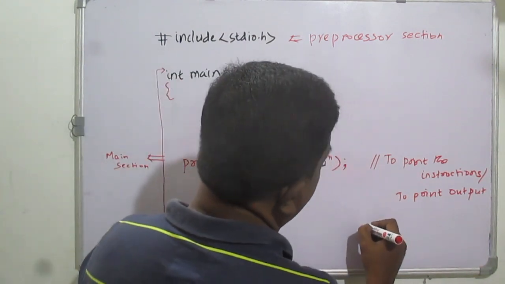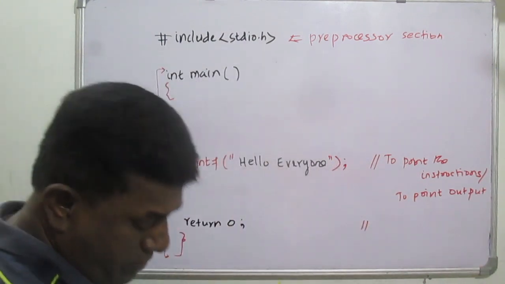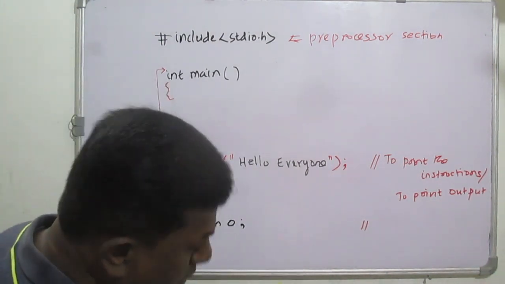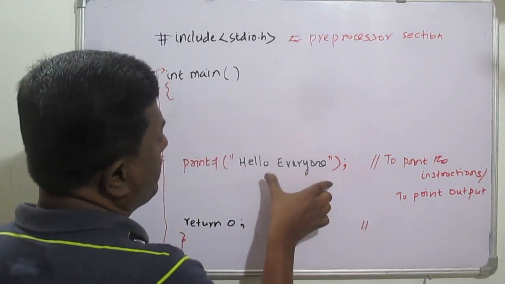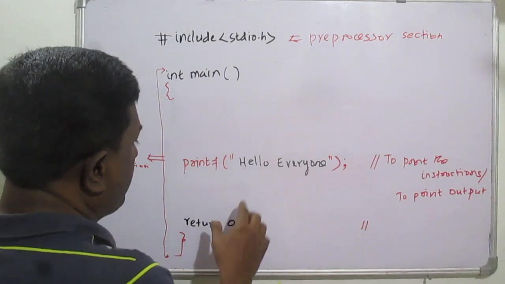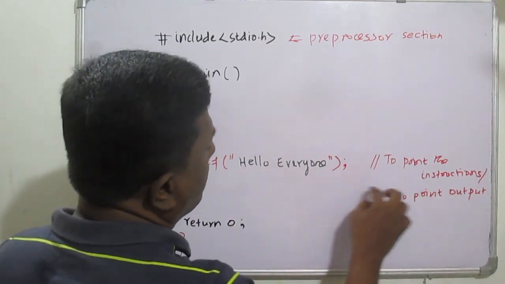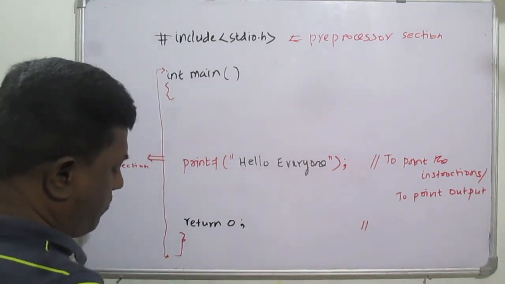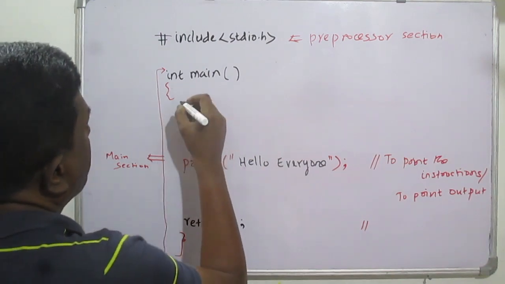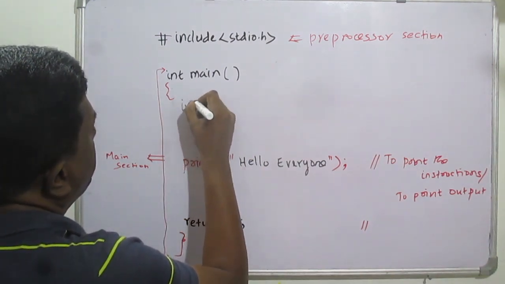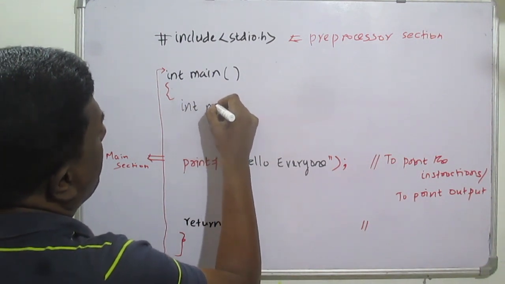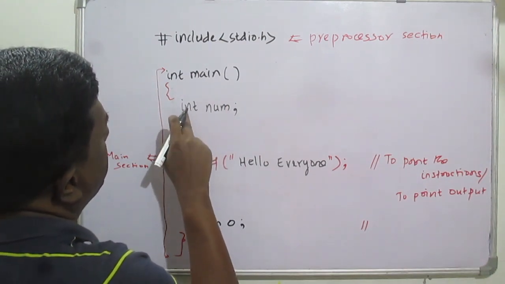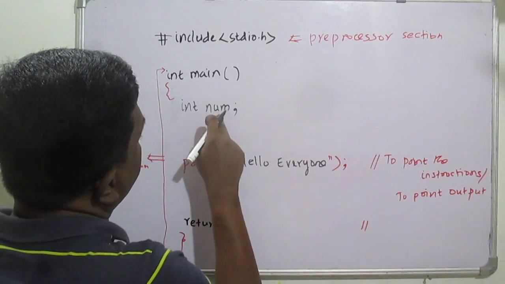Then the next one: instead of hello everyone, suppose we want some output to be printed. These are the simple statements or simple instructions we are printing in the display screen. Suppose you want to get an output, for example, we define one variable: int num. Here int is the keyword, actually it is nothing but the data type. Integer is the data type, and num is the variable.